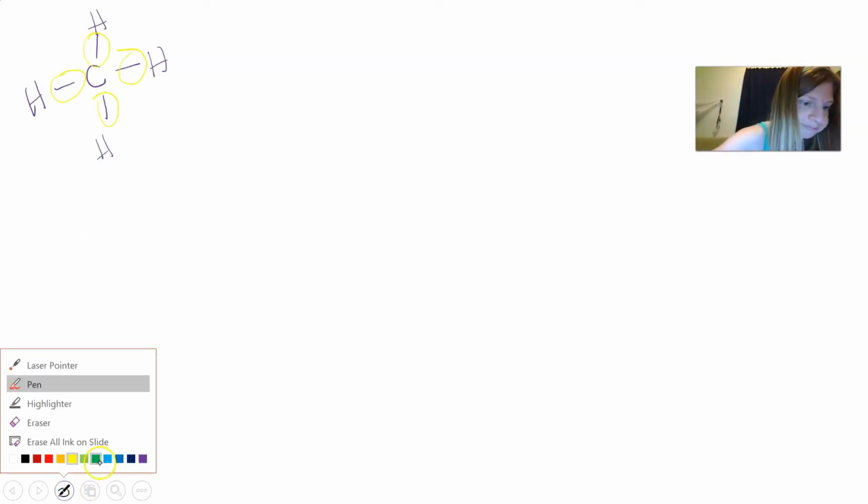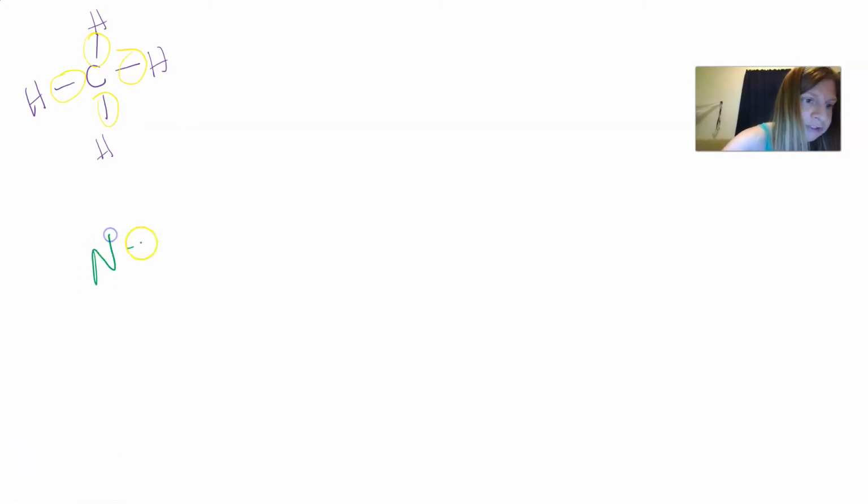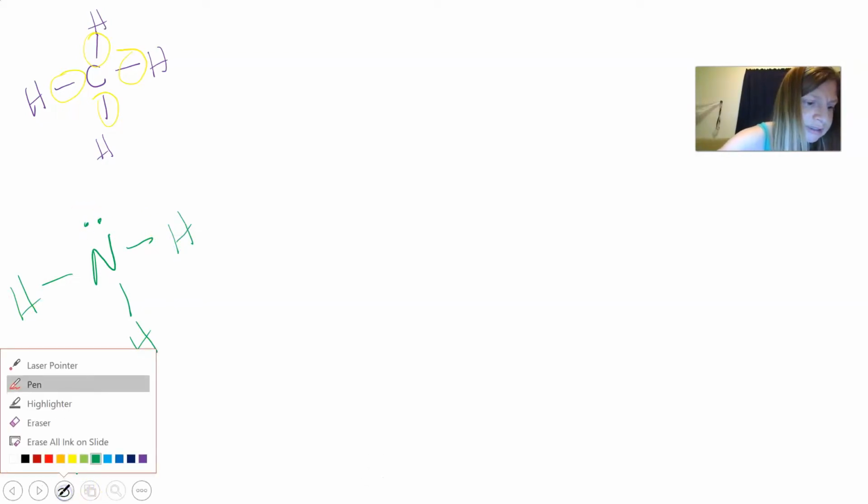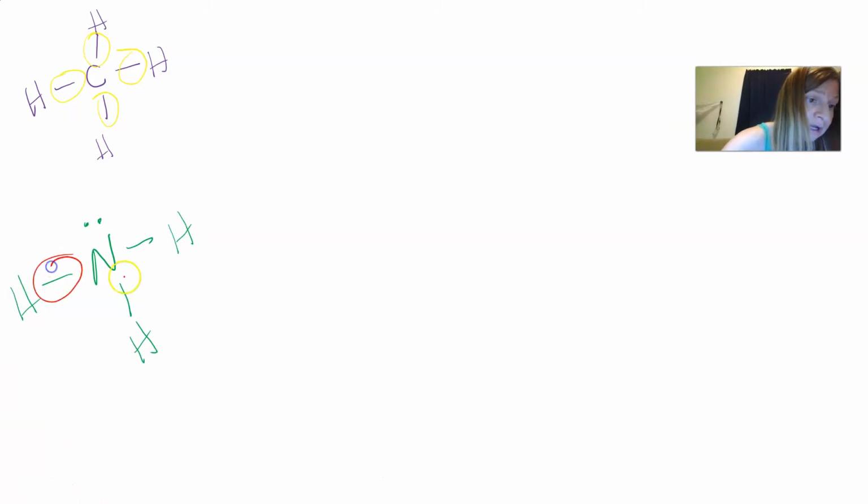Okay, let's change colors. Green. Nitrogen, hydrogen, hydrogen, hydrogen. So again, you can draw your Lewis structures however you want, but you need to be able to visualize these shapes, especially when we're talking about polarity.